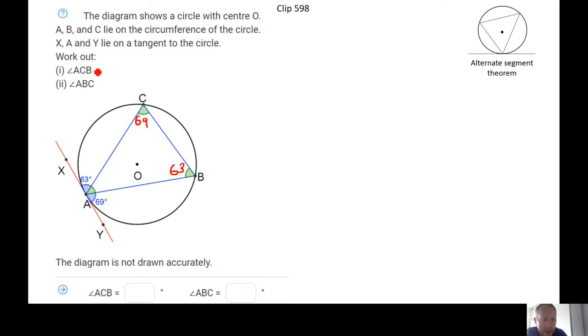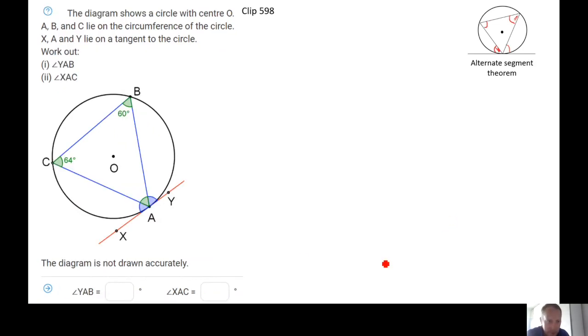So I need to find ACB. Well, I've already found that just by using the alternate segment theorem, 69. ABC. Again, I've just used the alternate segment theorem to work out that one, 63. So this one is 63. Really, really straightforward if it's just a case of one thing. So remember, these are building blocks up to multi-step problems where you've got to use more than one circle theorem.